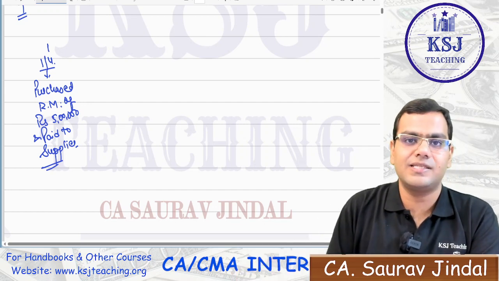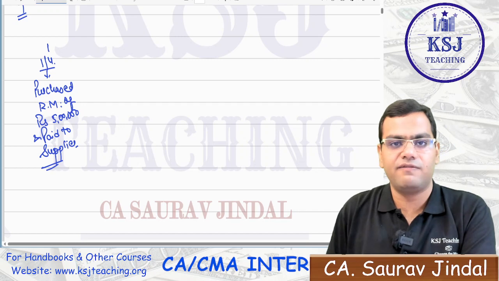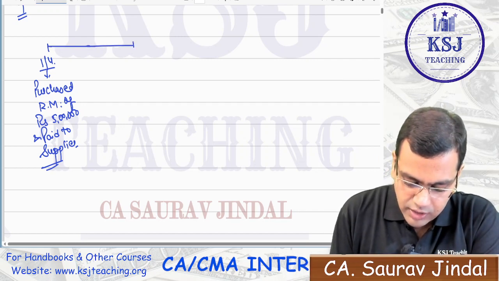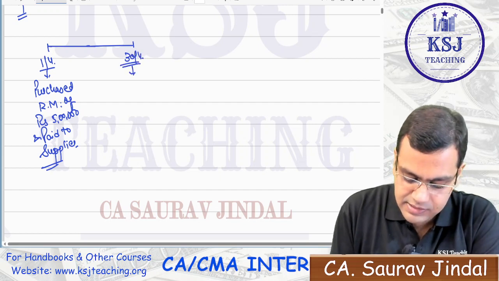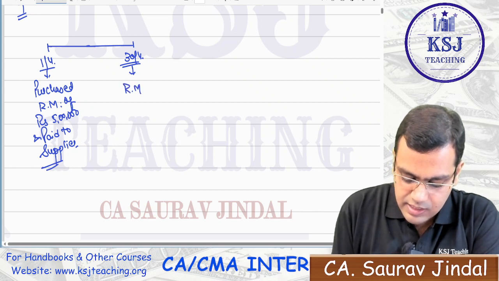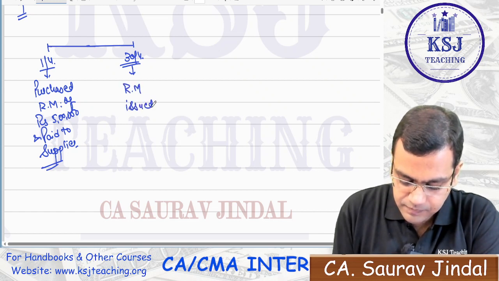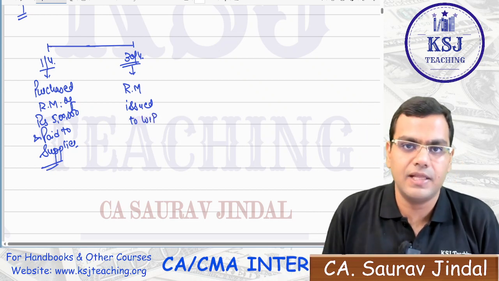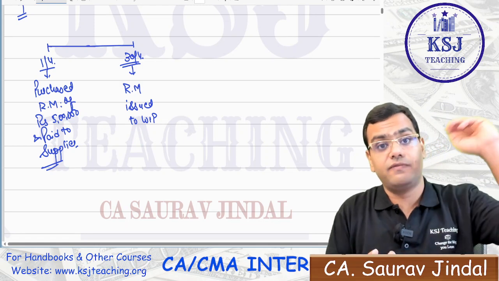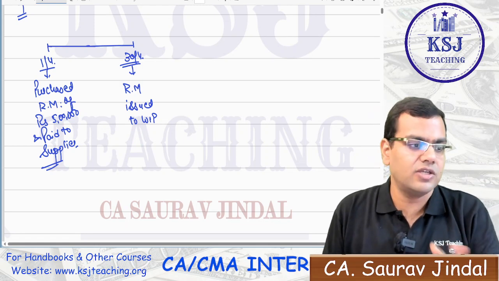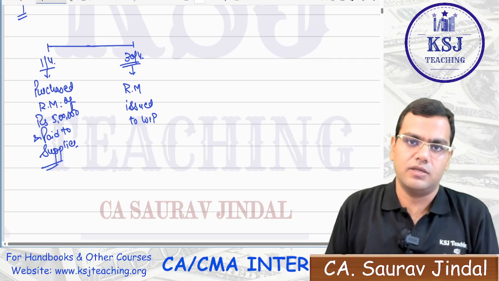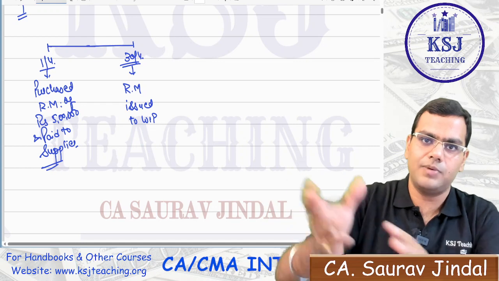Now this raw material is lying in the store. This raw material arrived in the factory and is lying in your store. Now what happened next? On 30th of April, this raw material which was lying in the store, RM issued to WIP. That is, the raw material which was purchased on 1st, a month back, was lying in your store, and on 30th of April it has been issued to the production.